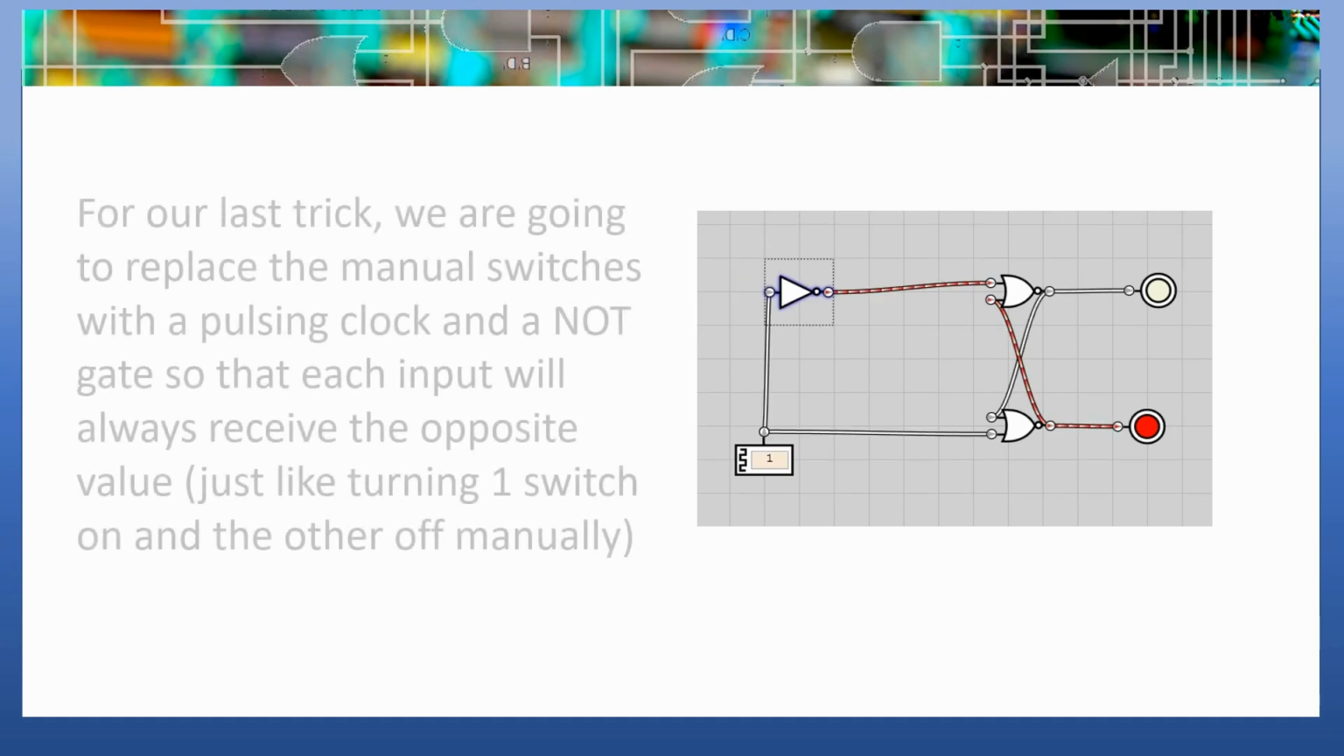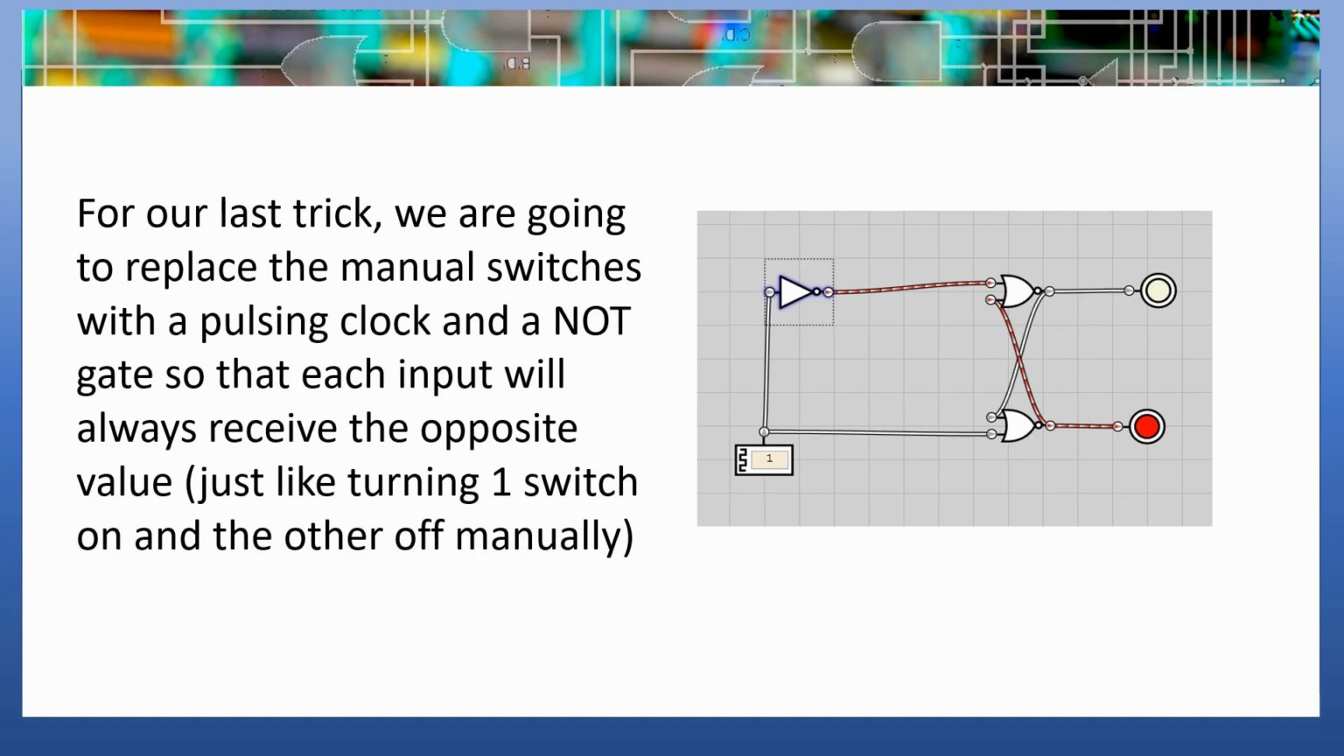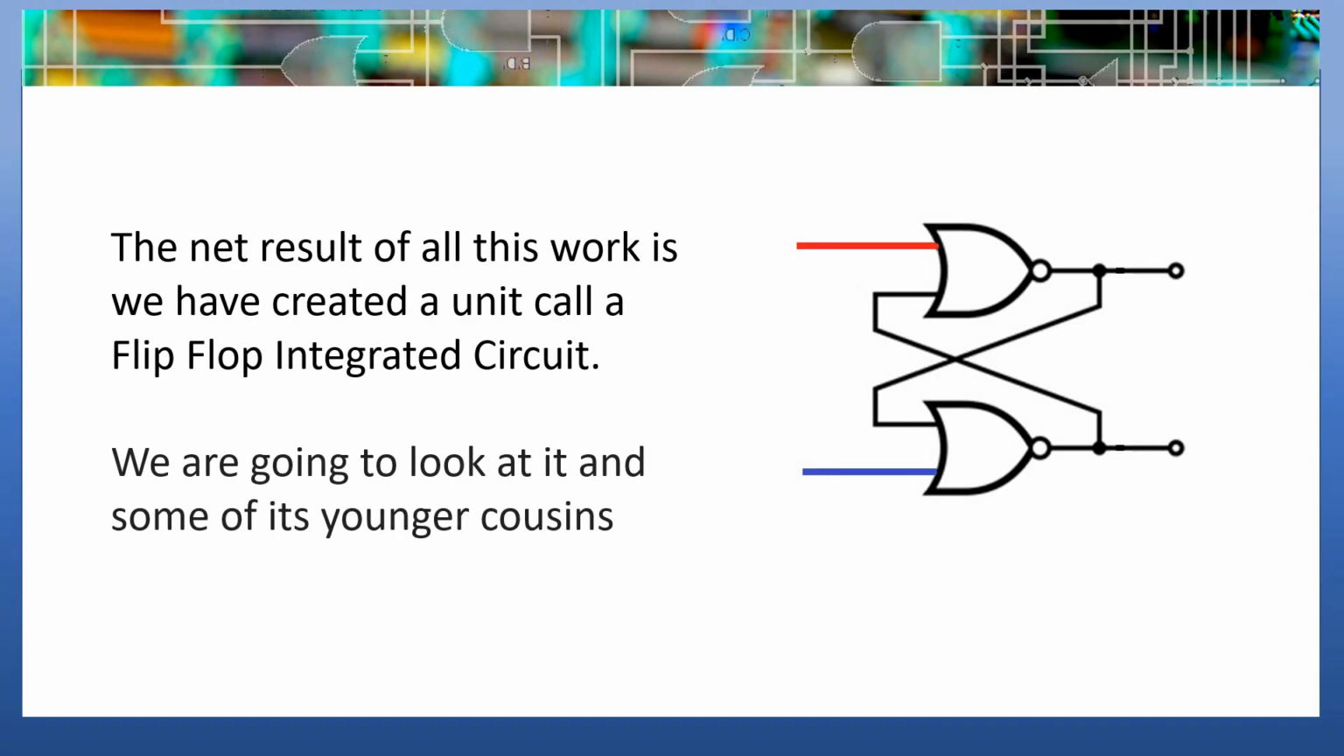For our last trick, we're going to replace the manual switches with a pulsing clock and a NOT gate so that each input will always receive the opposite value, just like turning one switch on and the other one off manually. Net result of all this work is we have created a unit called a flip-flop. It's a flip-flop integrated circuit. We're going to take a look at it and some of its younger cousins.